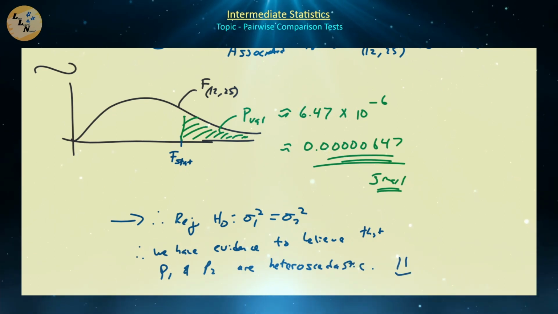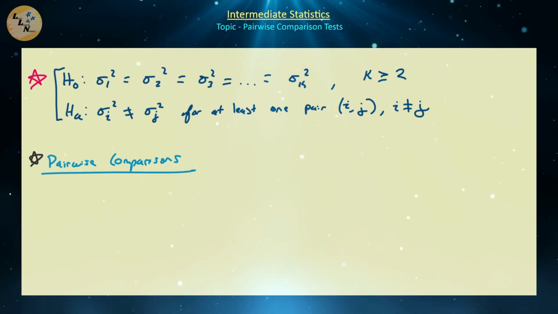And that's how we do an F-test for the equality of two population variances. Now let us see if we can extend this up to a finite number of populations. So now let us assume that we have k populations that we want to test the equality of variance on.